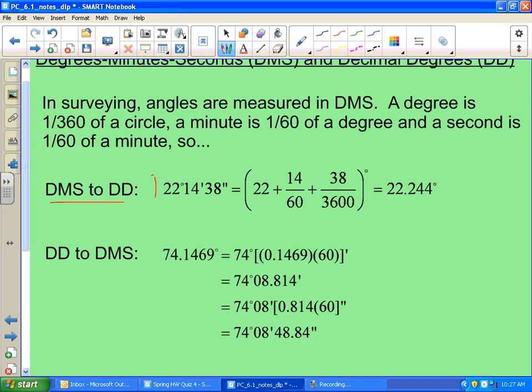Here's what degrees, minutes, seconds looks like. It uses the degree symbol, obviously, for degree. The minute symbol is the apostrophe. And then the quotation mark is your seconds symbol. So seconds and minutes.